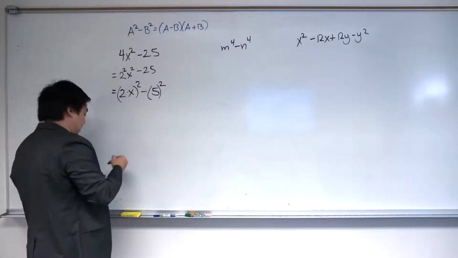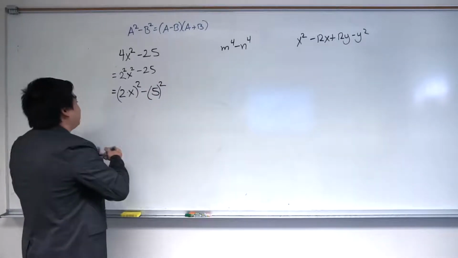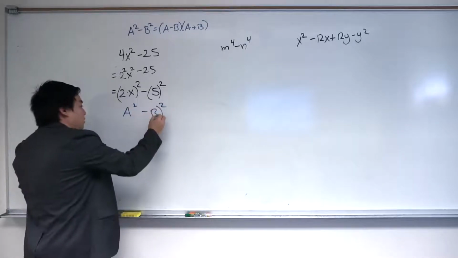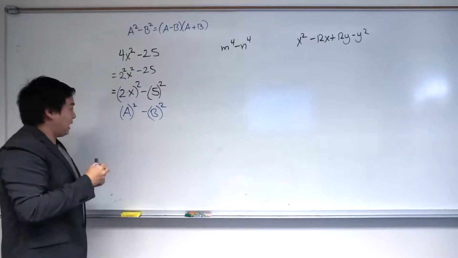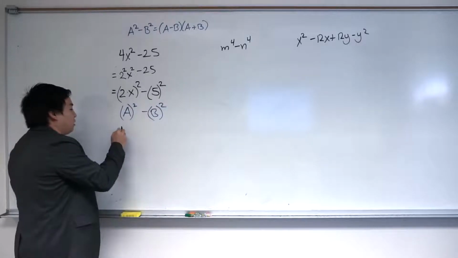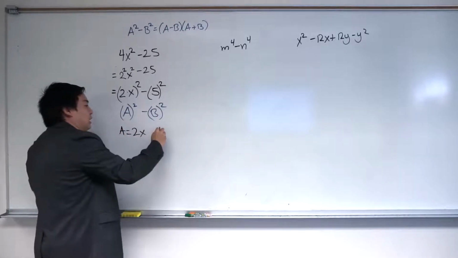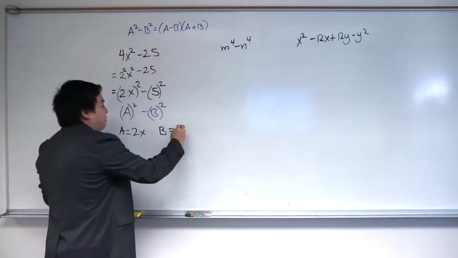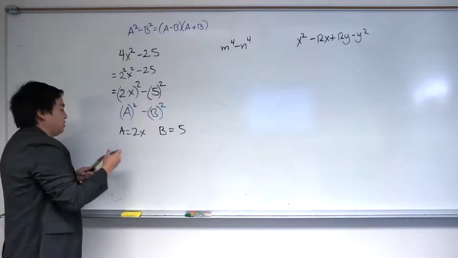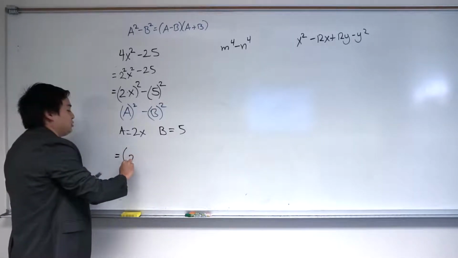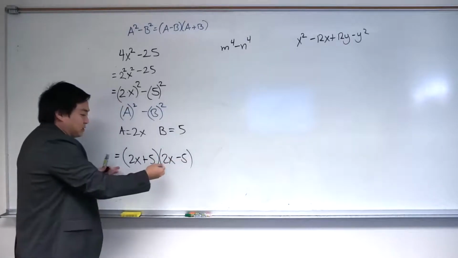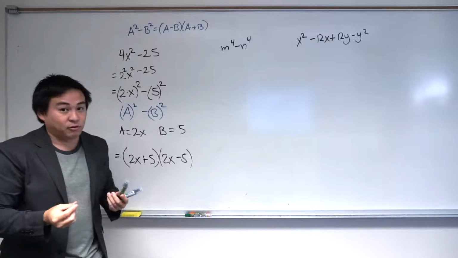So if you look at this and you compare it to our equation on the top, just a squared minus b squared, really it has a parentheses squared minus b parentheses squared. So our a here is 2x and our b is equal to 5. So replacing this into the other side gives us 2x plus 5 and then 2x minus 5. This is the difference of squares when it's in its factored form.